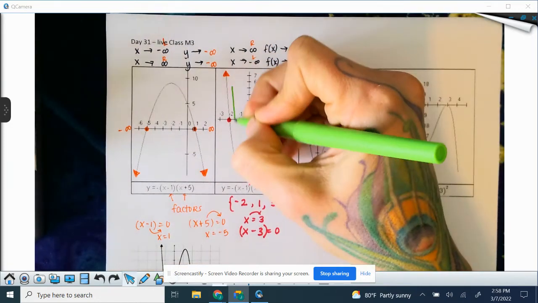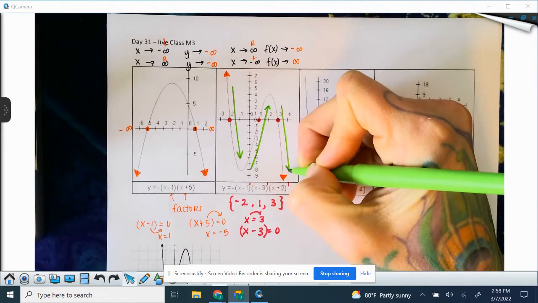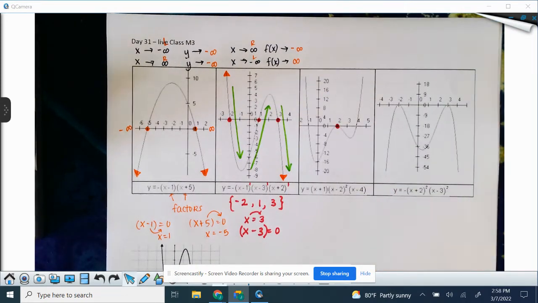So this is decreasing, increasing, decreasing, which also lets us know that the degree and exponent is a 3. The degree and exponent is a 3 for that one, which is odd, which is why they're in opposite directions.